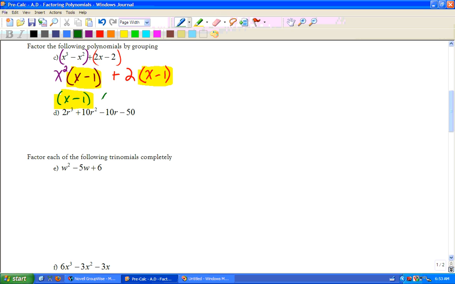We're left with x squared plus 2. So our final answer can become x minus 1 times x squared plus 2.